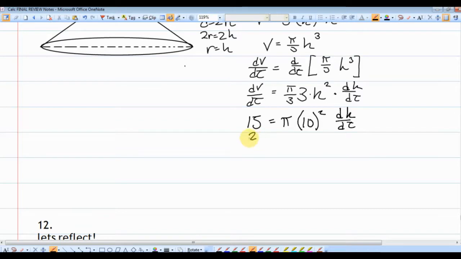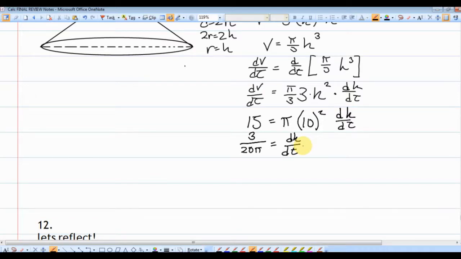4 times 5 is 20. 20 pi? Did you do that funny? No. 15 over 100. You have to divide. Just 3 over 100. That's equal to dh/dt. So plug in a derivative first, then plug in the rest.